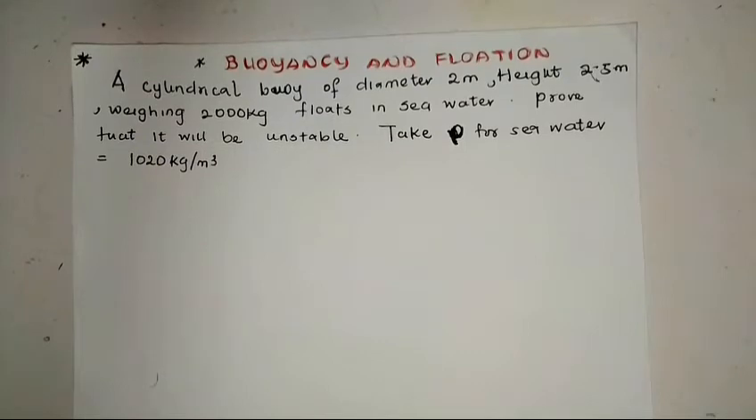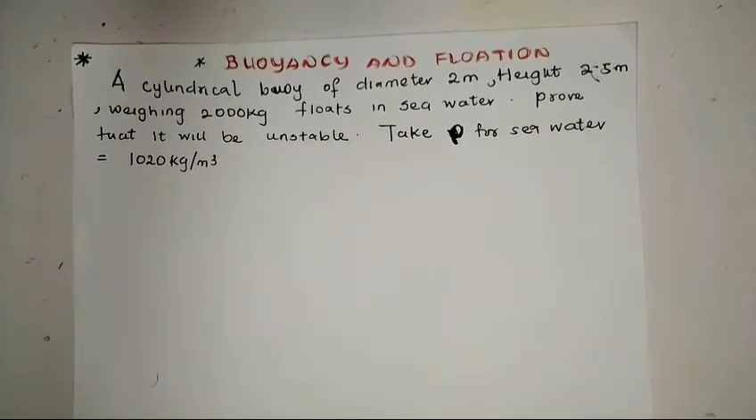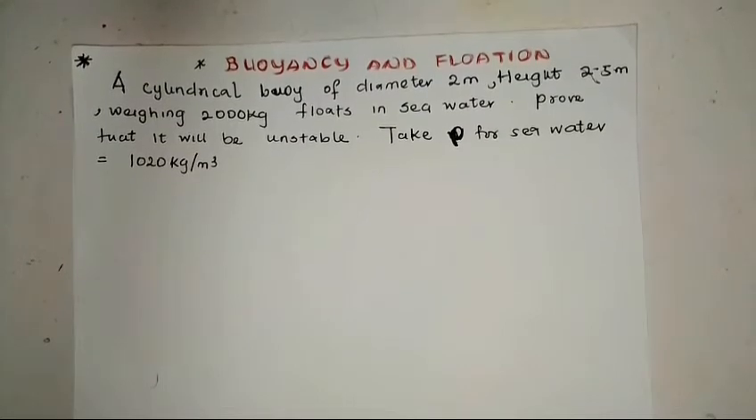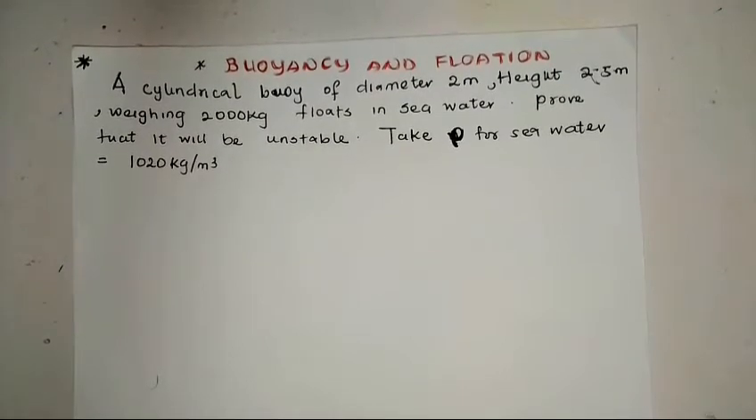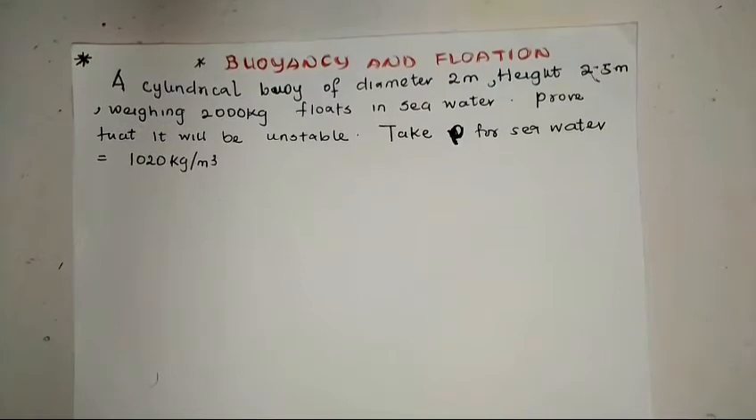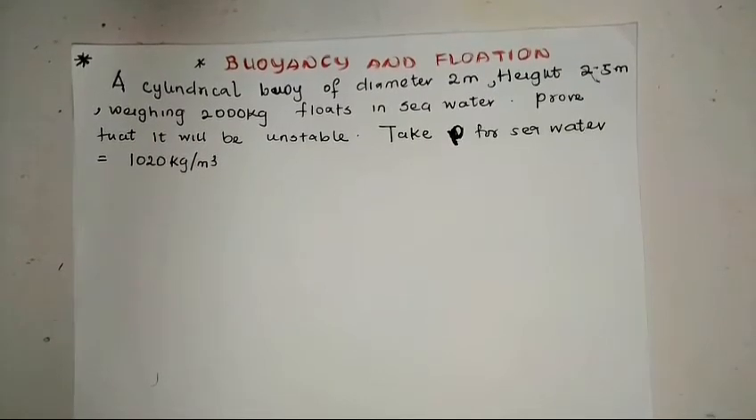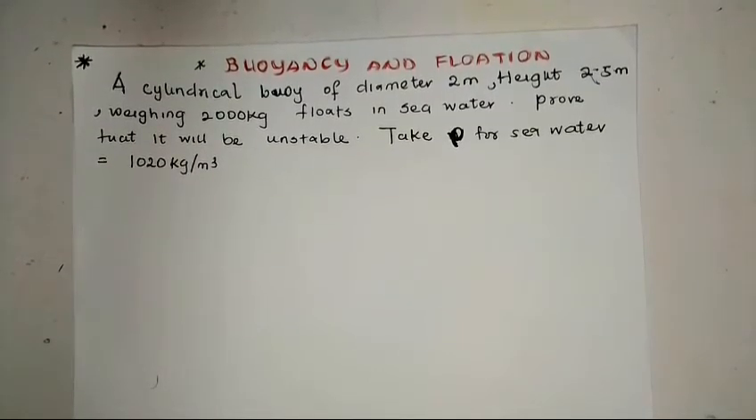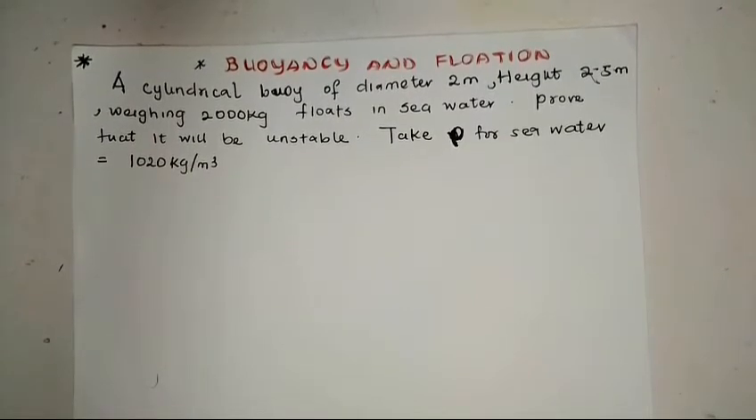So before we solve the problem in front of us, which is a cylindrical buoy of diameter 2 meters, height of 2.5 meters, weighing 2,000 kilograms, floats in seawater, prove that it will be unstable. Now take the density of seawater to be 1020 kilograms per meter cube. So before we solve the problem in front of us, I'm going to give a brief revision on buoyancy and flotation, or what buoyancy and flotation is actually talking about.